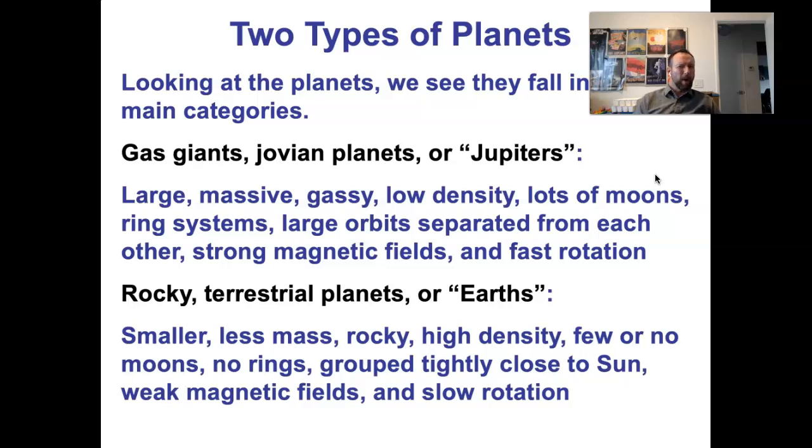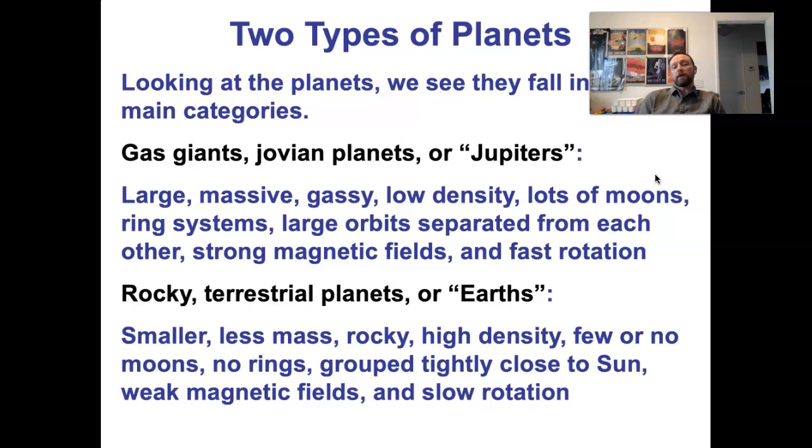Why are there these two types of planets? Why is it that we have these Jovian planets that are large, high mass, gaseous, low density, have lots of moons? They all have rings. All of the Jovian planets have rings. None of the terrestrial planets have rings. Interesting. Fast rotation, and strong magnetic fields, which is also kind of interesting. We'll see if we can't figure that out in the next couple of weeks.